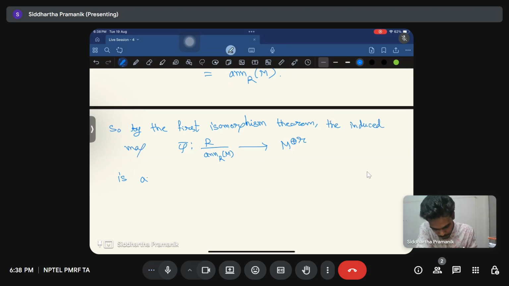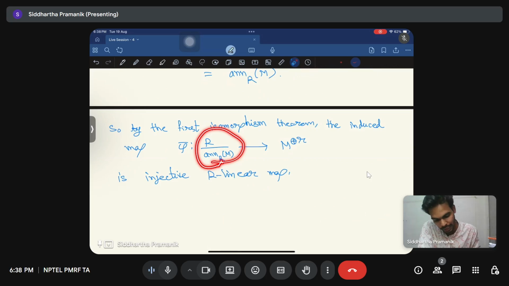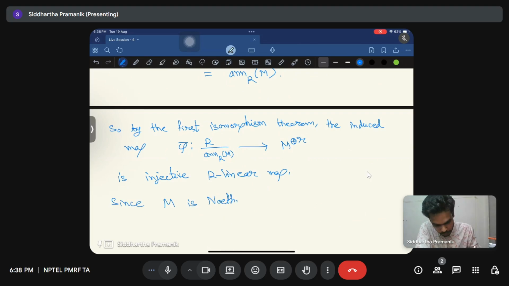So the induced map is an injective R linear map. That means we can think of this quotient module as a submodule of M direct sum itself R copies. So since M is Noetherian, that will imply M direct sum over itself R times is also a Noetherian R module.